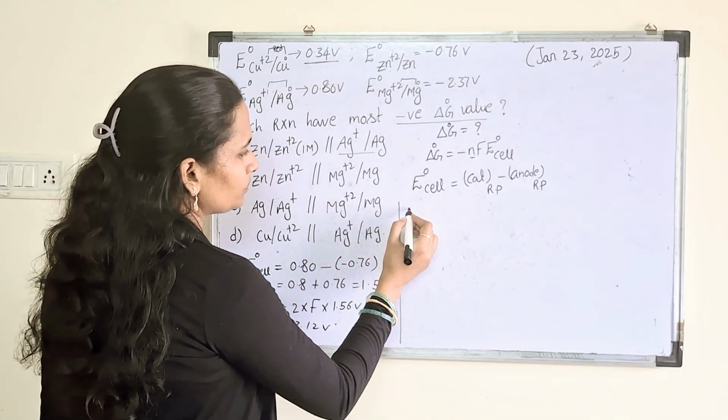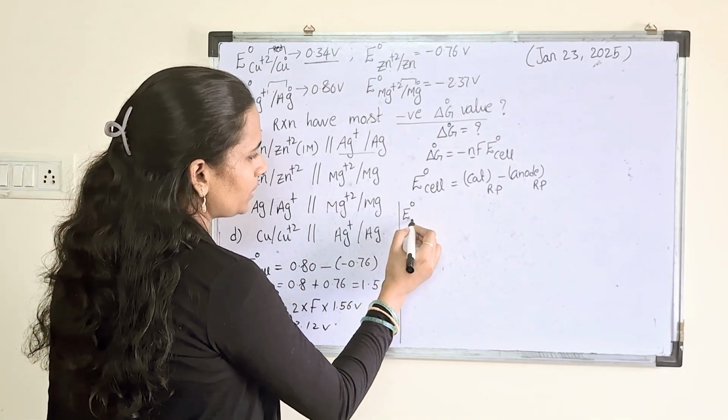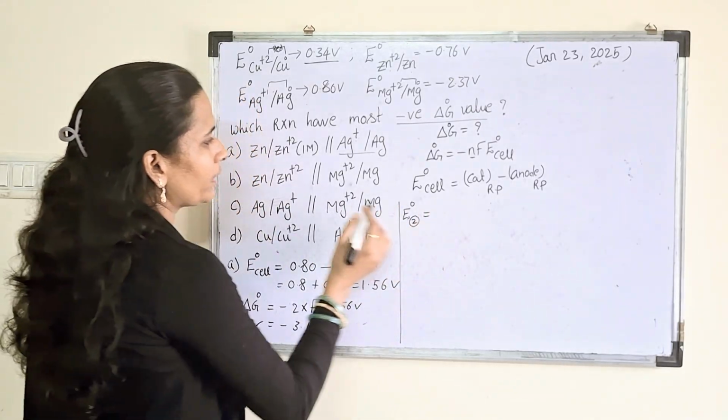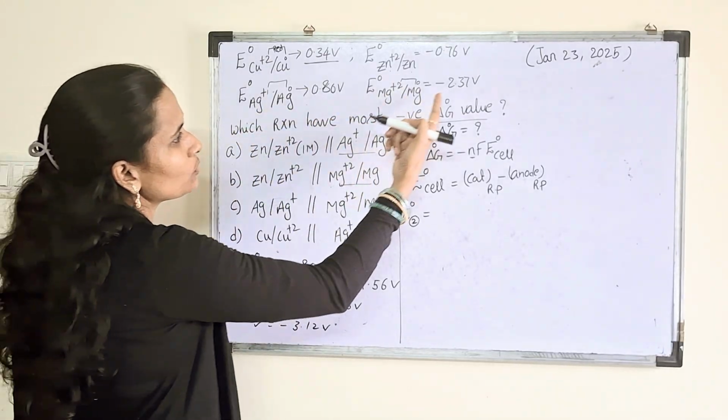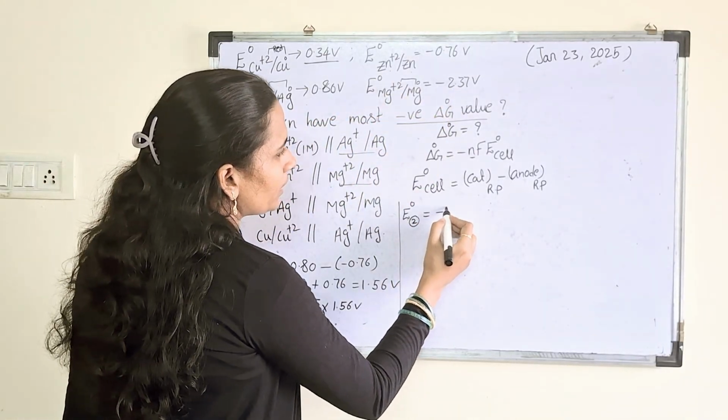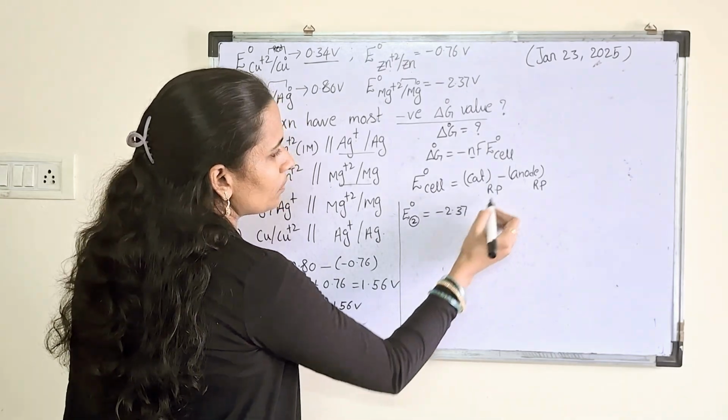First, E naught cell of the second equation, calculate. Cathode, which is the cathode here? Magnesium. So the magnesium reduction potential value, how much is given? Minus 2.37 volts.